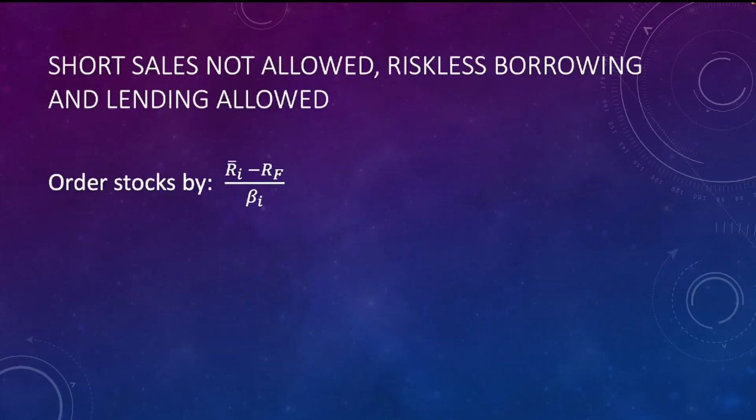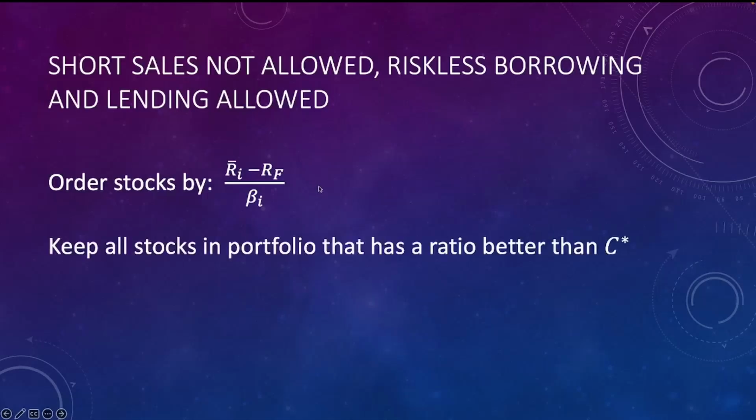Anyways, getting back to the process. Once we have ordered the stocks by this ratio, we are going to decide a cutoff value, let's call it C star. All the securities that have this ratio bigger than C star will be in our optimal portfolio, and anything that has a ratio less than C star will not be in our portfolio. That's the second step. So now we know which securities will be in our portfolio.